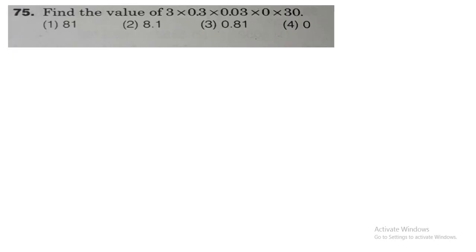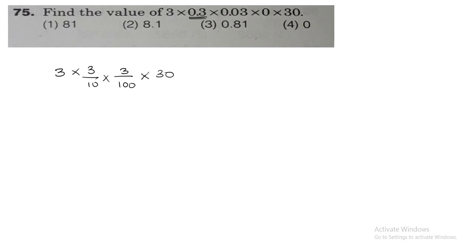Next, moving on to question number 75. Find the value of 3 into 0.3 into 0.03 into 0 into 30. Right, now let us see this. 3 into 0.3 I can write as 3 by 10, because we have only one decimal place. Next 0.03 I can write as 3 by 100, into, next it is 30.